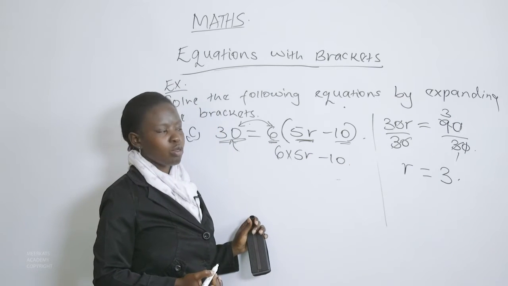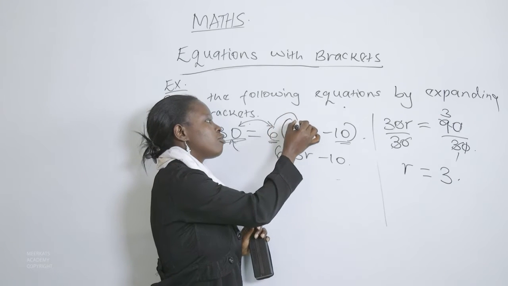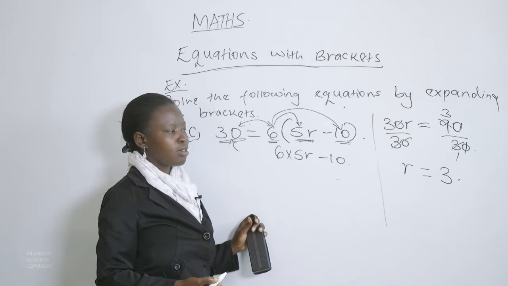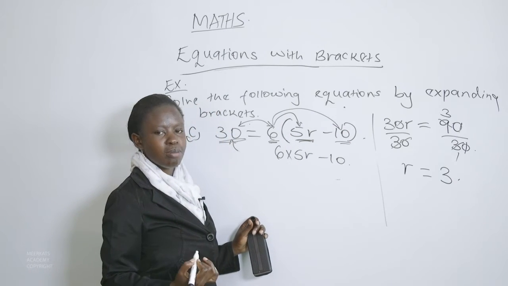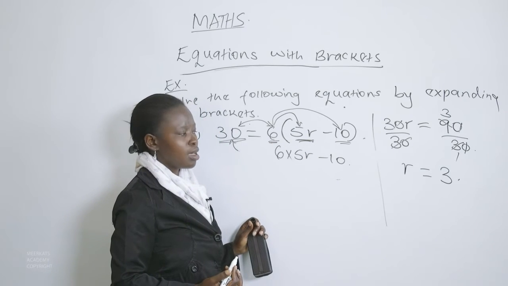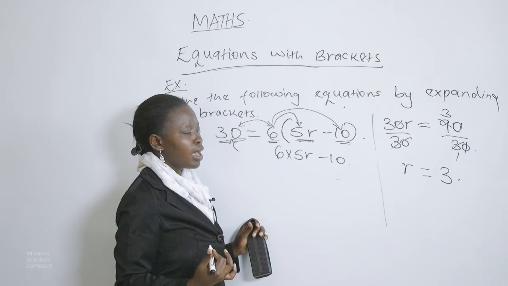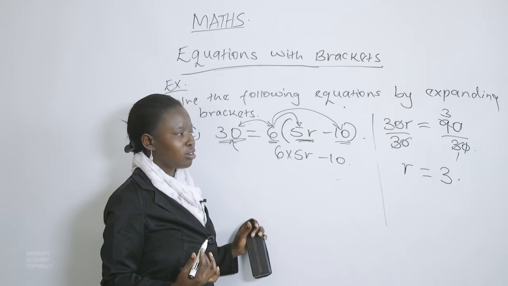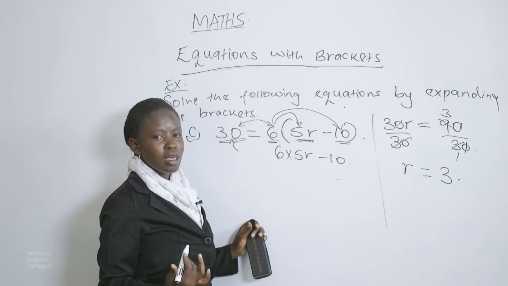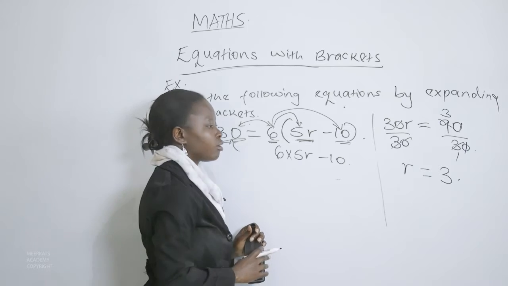This is a mistake because whatever we have outside the bracket should multiply everything inside the bracket. So the 6 should multiply 5r, and at the same time you should multiply the 6 by 10. If you avoid multiplying the 6 by the second number, then you are going to obtain an error. You are going to get an answer that is not correct. So always make sure that whatever is outside the bracket is going to multiply everything inside the bracket.